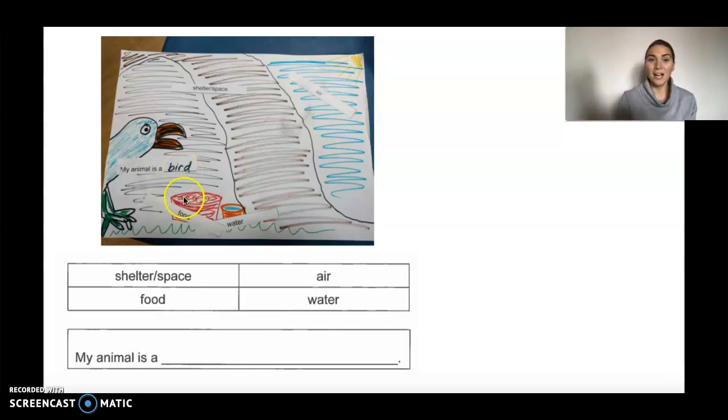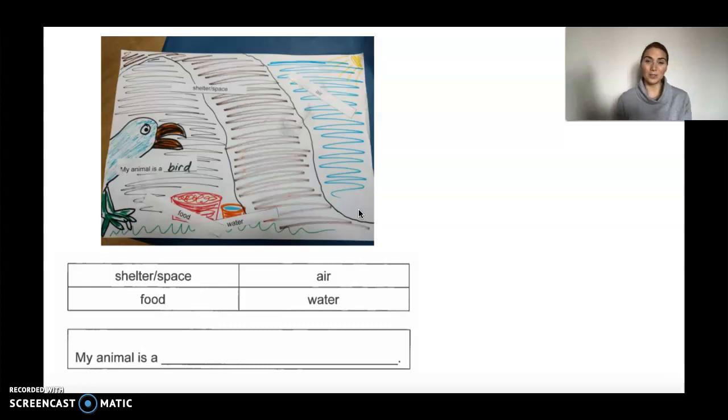In my picture, I have given my bird food and water, which are 2 of the basic needs. I've given my animal, or my bird, a shelter. I've drawn a cave for this bird to live in. And I have shown air in my picture. Those are all of the basic needs for my animal.